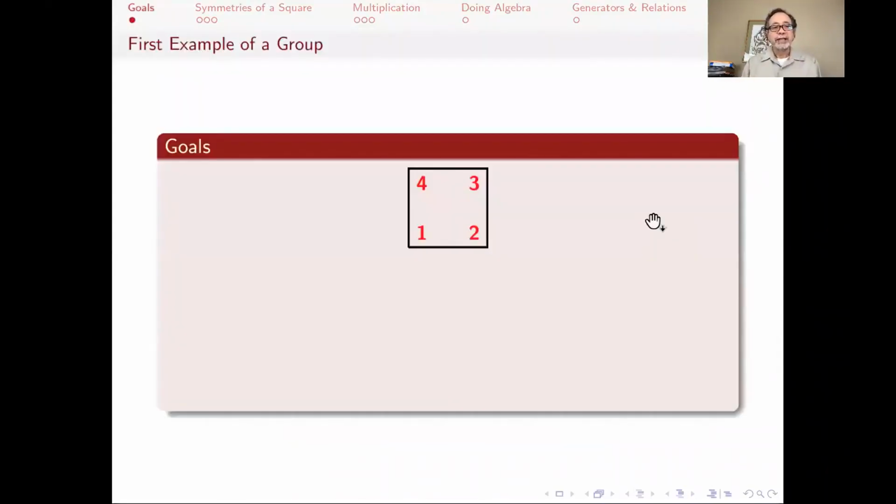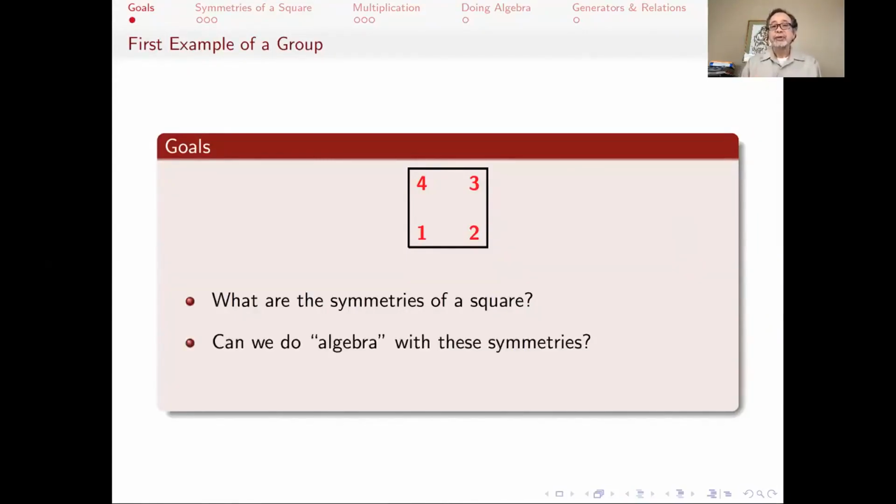What are our goals for this lecture? First of all, we want to talk about what we mean by symmetries of a square, and what does that have to do with algebra? Can we do algebra with these symmetries? And finally, point out that this is an example of a group.